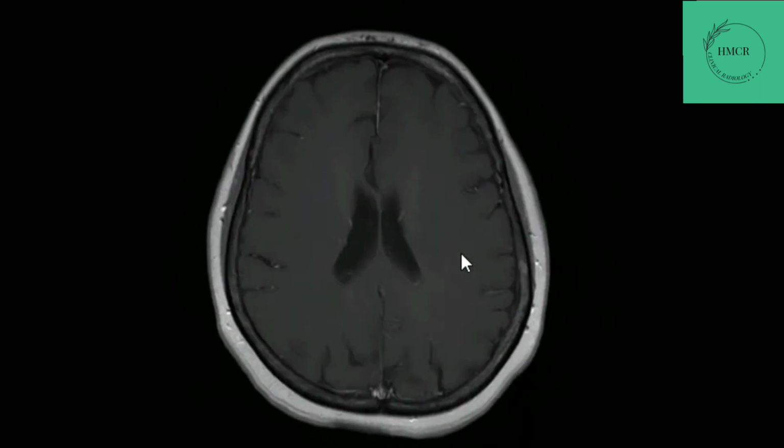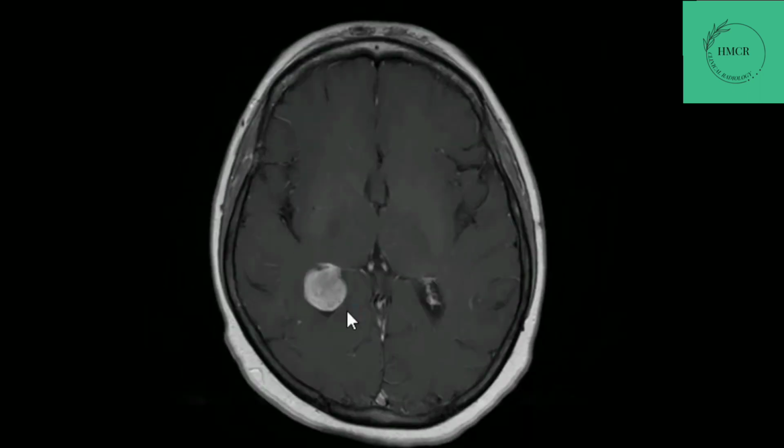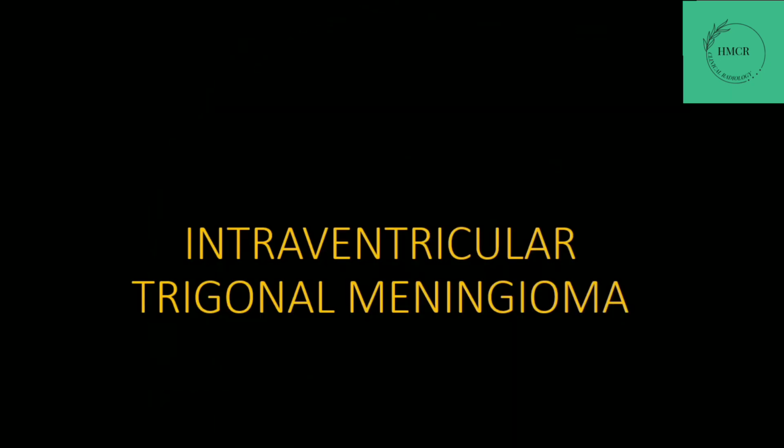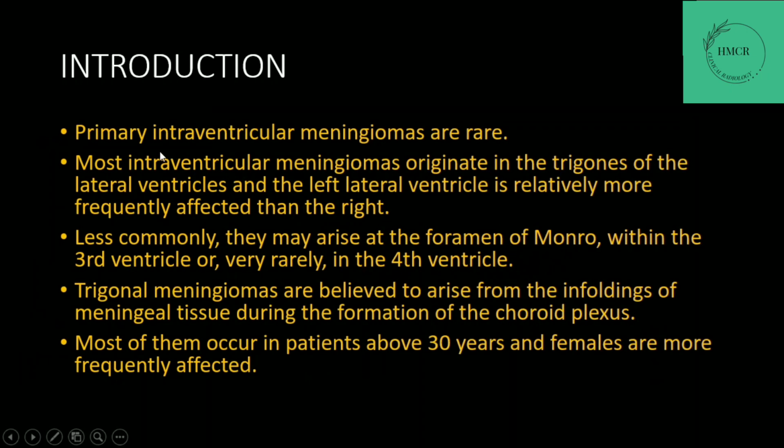These are the post-contrast images, and here we can see the lesion is showing intense homogeneous post-contrast enhancement. So these are the typical imaging appearances of intraventricular trigonal meningioma. Primary intraventricular meningiomas are very rare.